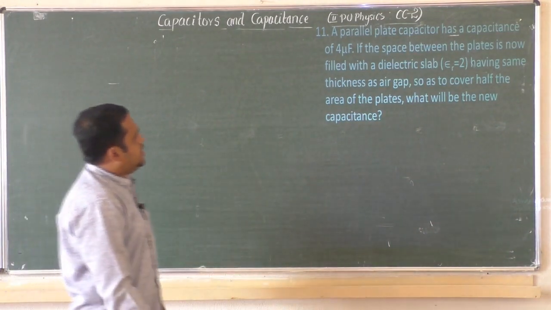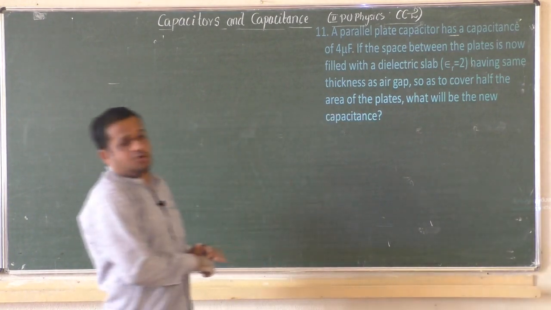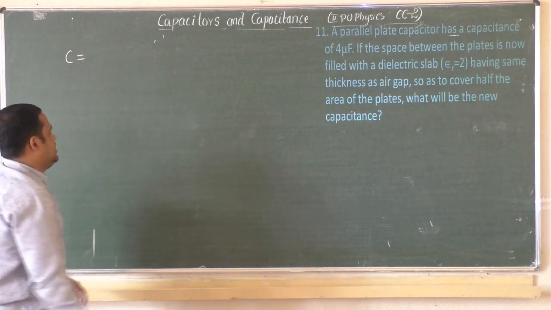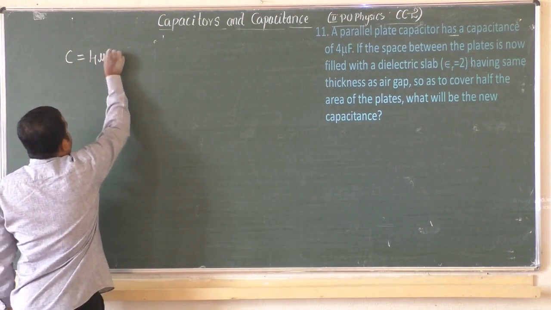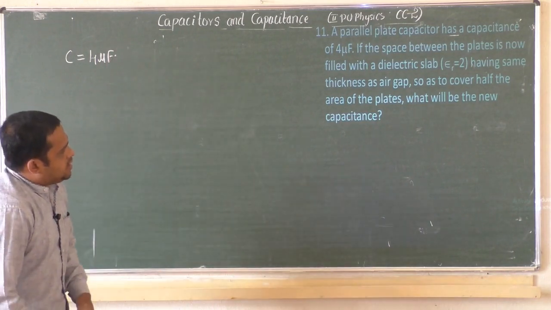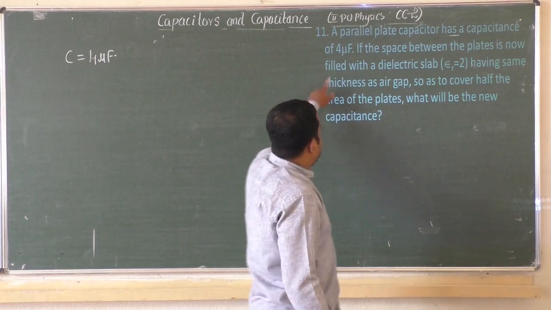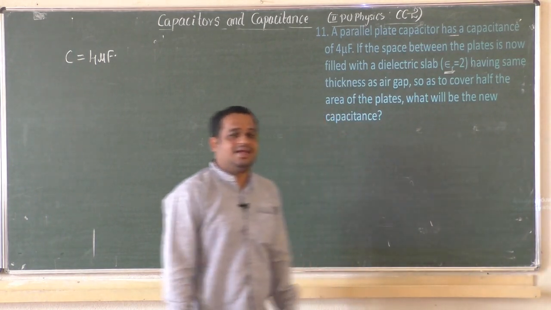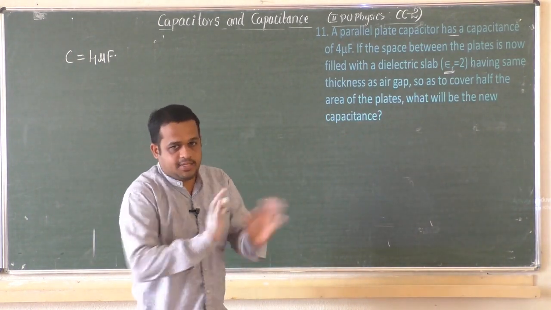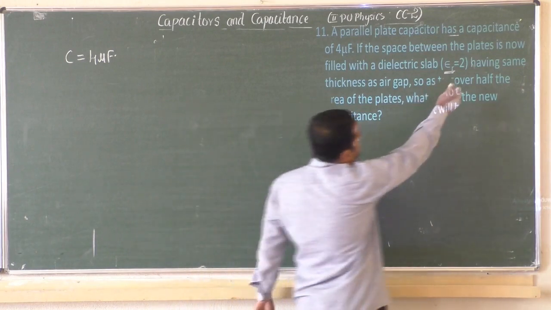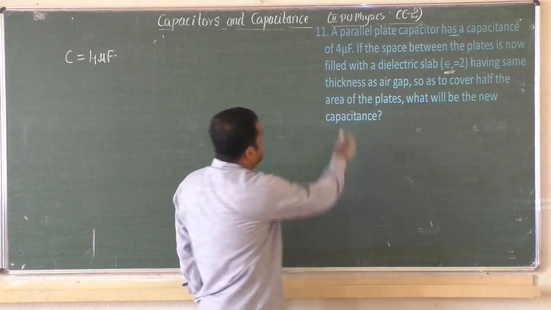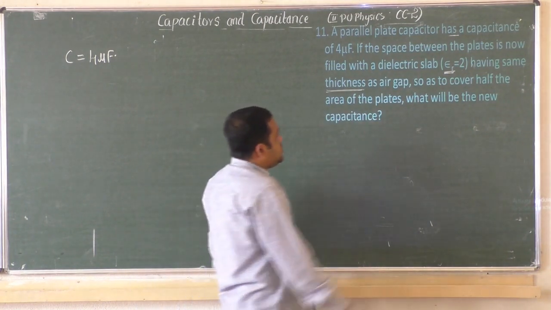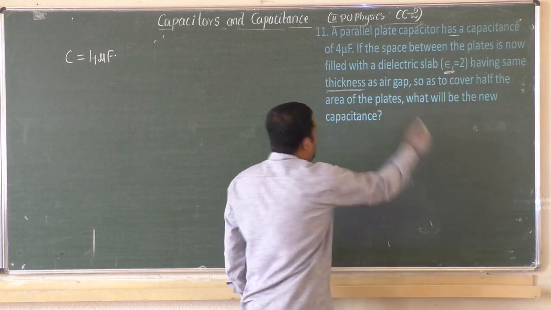Go through the problem. A parallel plate capacitor has a capacitance of 4 microfarad. Capacitance of a parallel plate capacitor, that is with the air as dielectric, that is the meaning, 4 microfarad. If the space between the plates is now filled with a dielectric slab of epsilon r, which is nothing but dielectric constant. You can use K or epsilon r for dielectric constant. Epsilon r is equal to 2, having the same thickness as air gap, so as to cover half of the area of the plates.